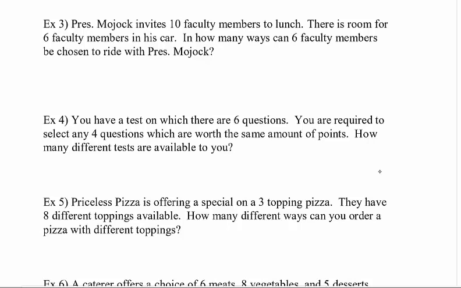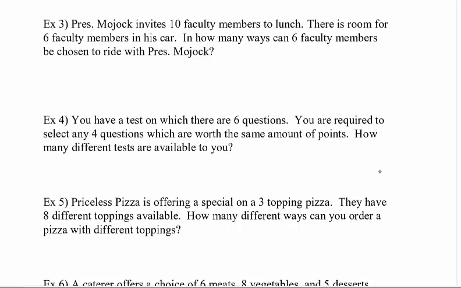President Mojok invites 10 faculty members to lunch. These are different people, so there's not repetition. He's not going to invite the same person twice. There's room for only 6 faculty members in his car. How many ways can 6 faculty members be chosen to ride?